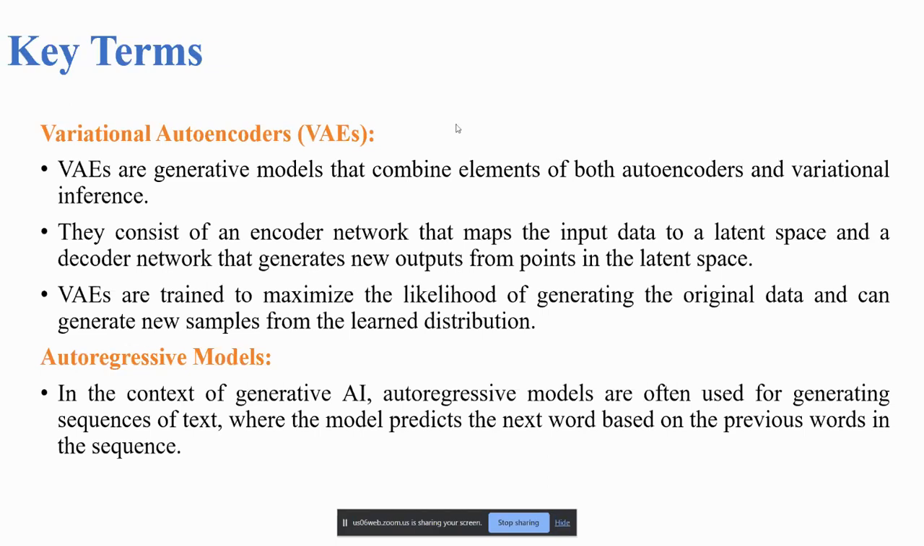Variational autoencoders will be trained with maximum likelihood, with the help of the original data, so that the generated new samples will have a learned distribution, a normal distribution. A learned distribution means all the data and all the representations will be learned by your model, so that you can get some accuracy.